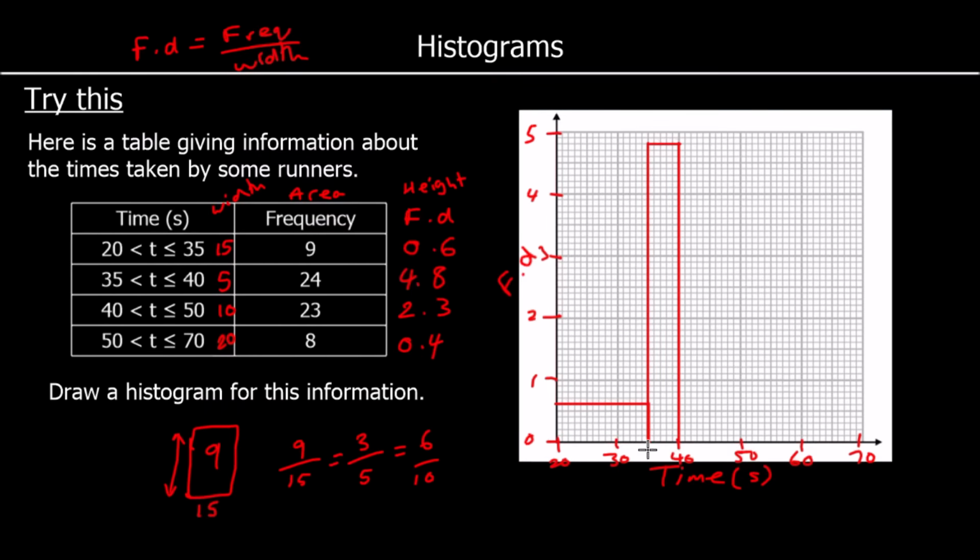$40 to $50 goes up 2.3. And 50 to 70 goes up 0.4. So that is our histogram.